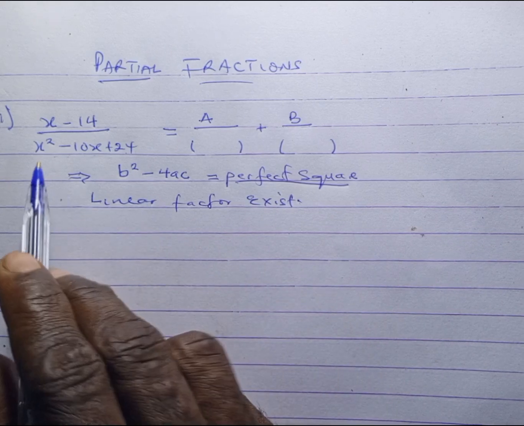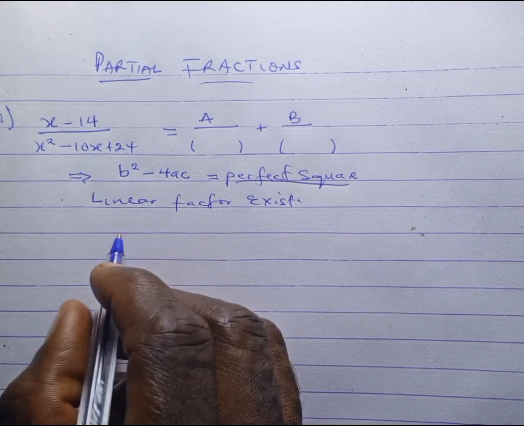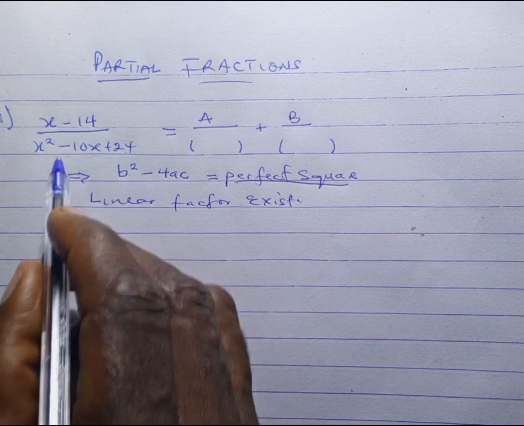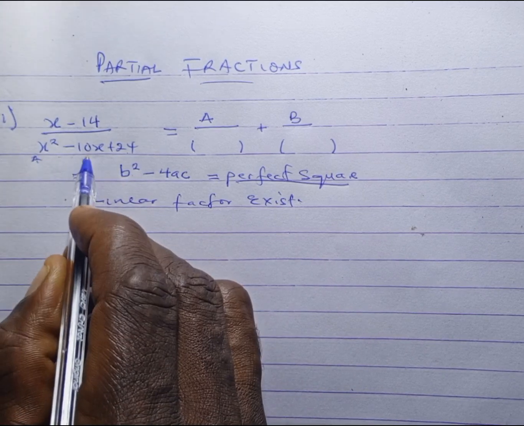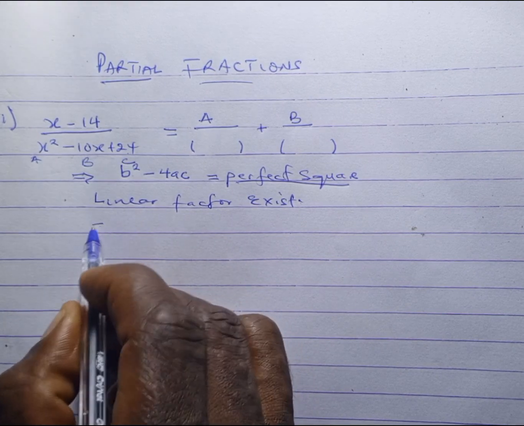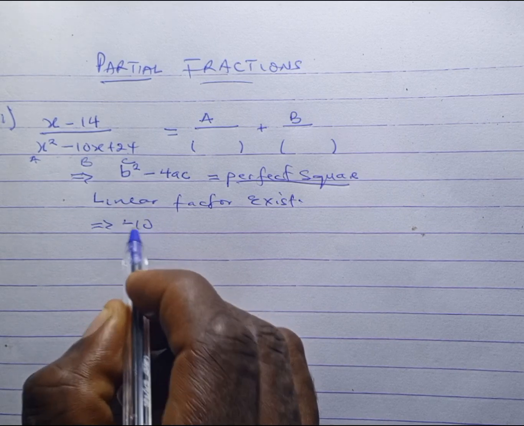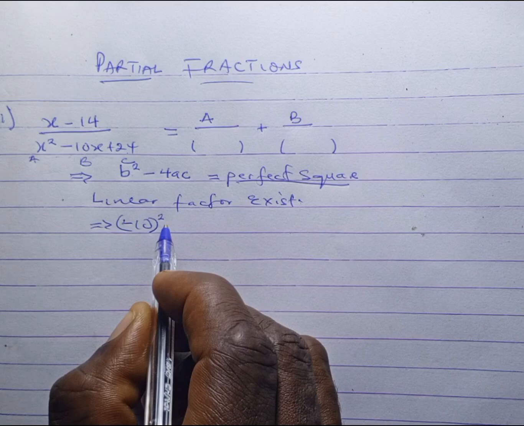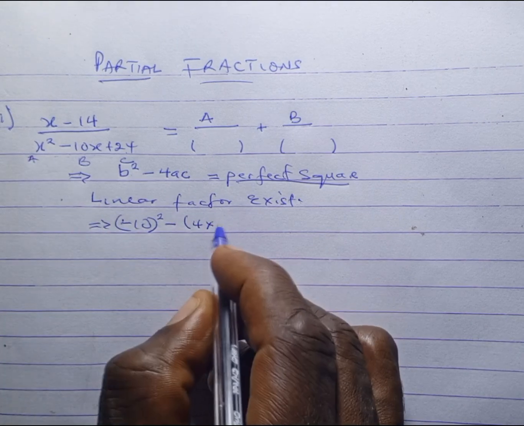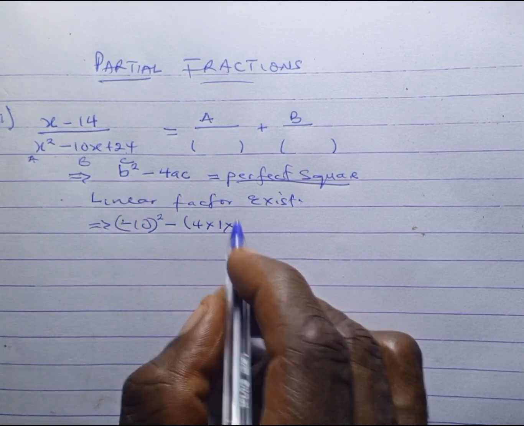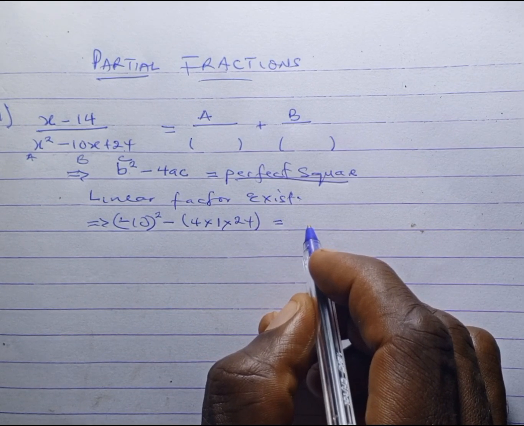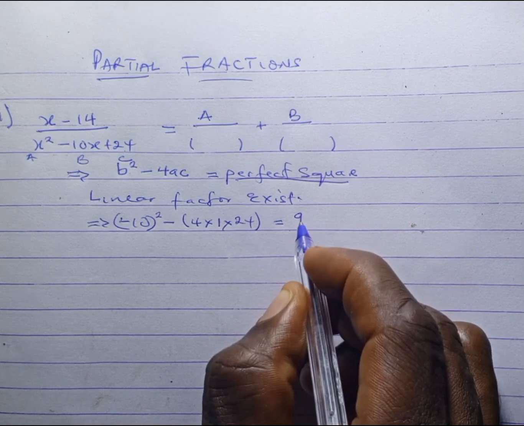So what we do here now is to test. So on testing, we are going to do testing. Now the coefficient of this one is A, then B, then C. So if we do say minus 10 squared, that is the B squared, minus bracket 4 times the coefficient here is 1 times 1 times the constant there 24, that will give us 96.